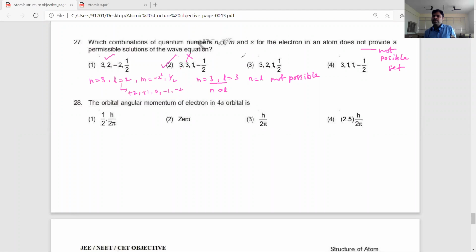If the principal quantum number values are 1, 2, 3, 4, the azimuthal quantum number must be less than the principal quantum number. But in the second equation, both are equal. Both being equal is not possible. n is equal to l, not possible. That's why this arrangement, the quantum numbers n is equal to 3, l is equal to 3, is not possible for a wave equation.